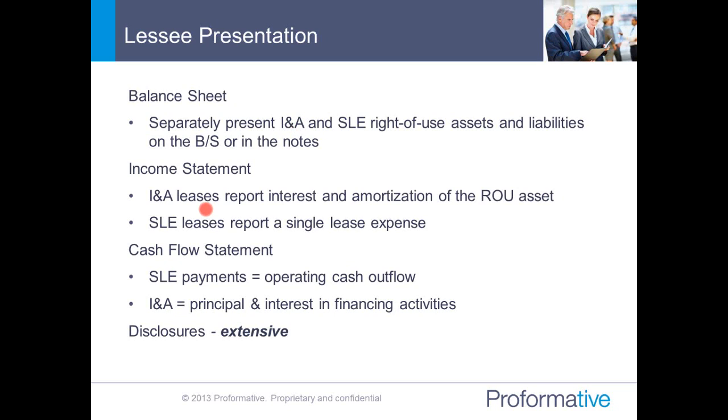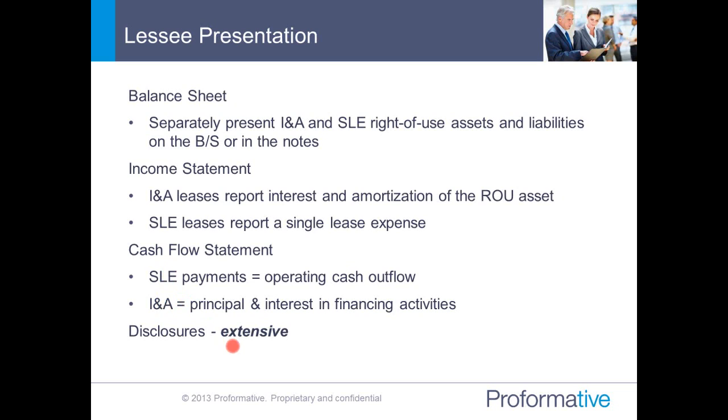Now, in the income statement, the I&A leases will have interest and amortization. The SLE will have a single lease expense, much like rent expense. In the cash flow statement, SLE payments are considered an operating outflow, whereas I&A are considered principal and interest. And as I said, there's a commingling in the I&A of what I would consider equipment leases that should have gotten SLE treatment.